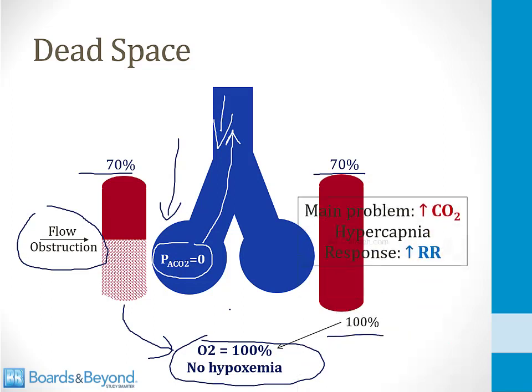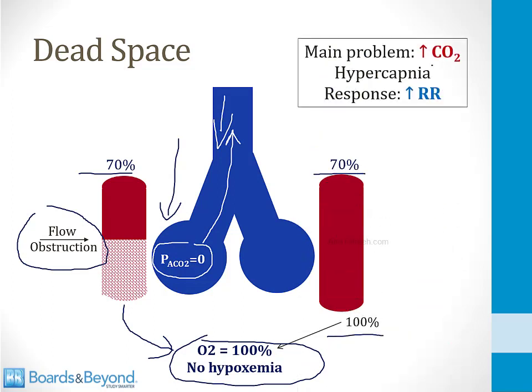And that brings me to a huge point about dead space. The main problem is that it raises the CO2 concentration in the body. This can potentially lead to hypercapnia. It often doesn't because patients increase their respiratory rate. In other words, they ventilate these healthy alveoli more to compensate for the ones that aren't working, that are dead space. And we'll talk more about this in a minute. But the big point that I want to make here is that the main problem with dead space is not hypoxemia. It's that the CO2 level can go up, leading to hypercapnia, unless patients can increase their respiratory rate.